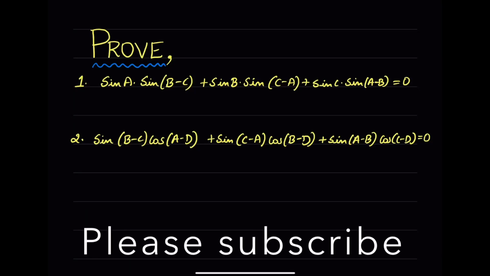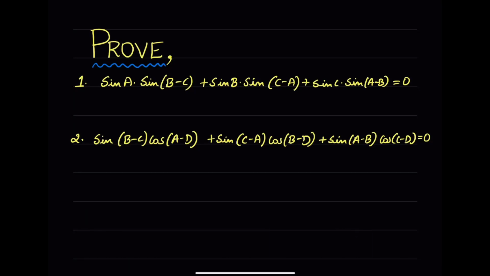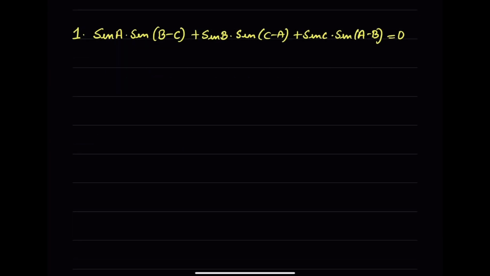In this video, I want to go over these two questions and try to apply the product to sum or sum to product formula of trigonometric functions to prove these two questions. So let's try the first one now. In the first question, we have to prove that the given equation is equal to 0.